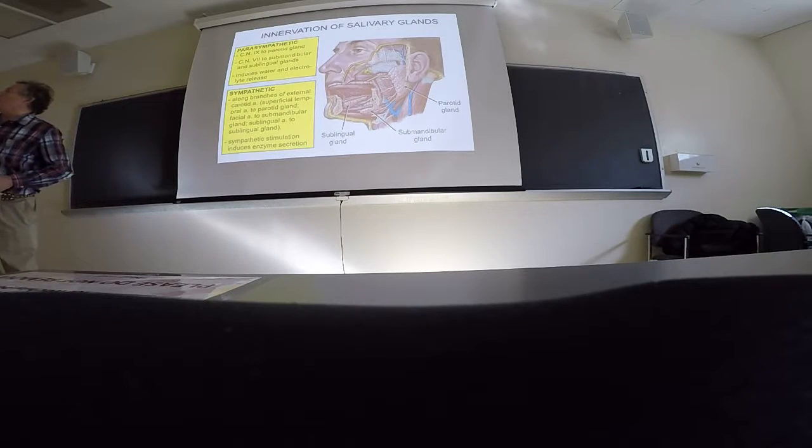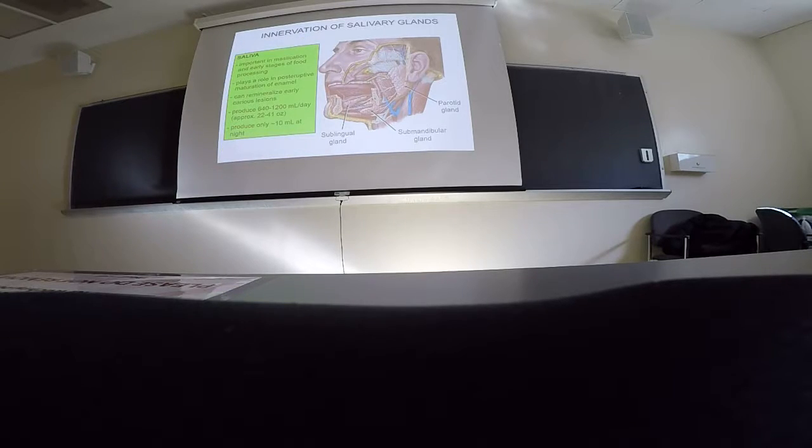So the saliva is a combination of water and electrolytes with enzymes, and part of it's controlled by parasympathetics and part of it's controlled by sympathetics. So saliva, what does saliva do? Okay, it's obviously the first step in food processing and essentially in digestion.